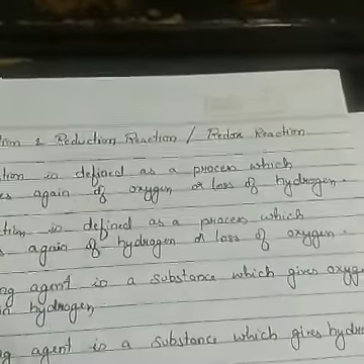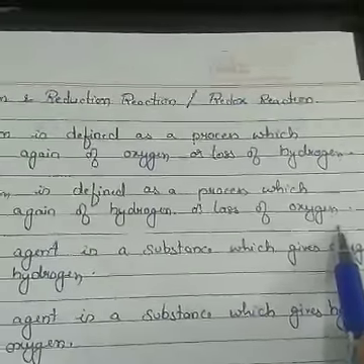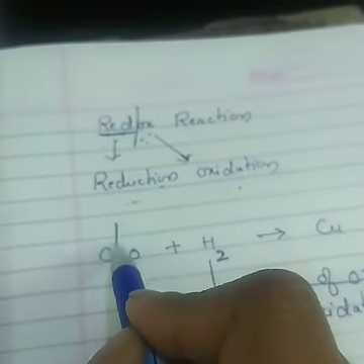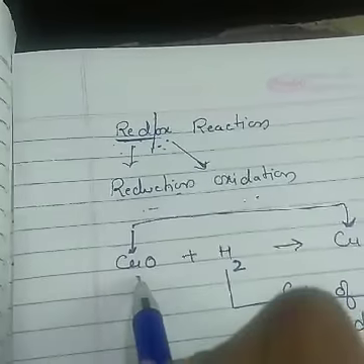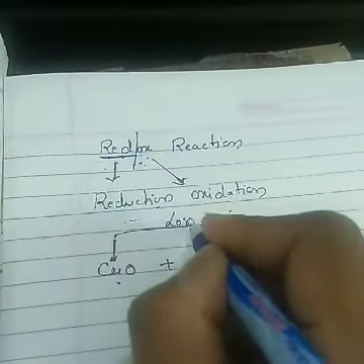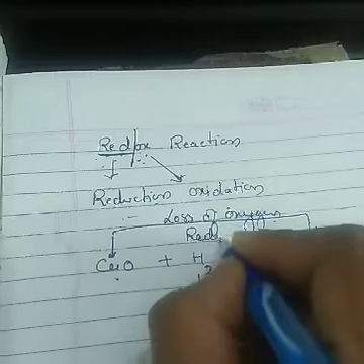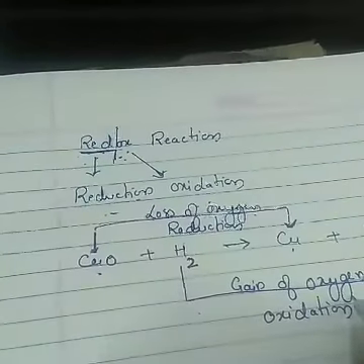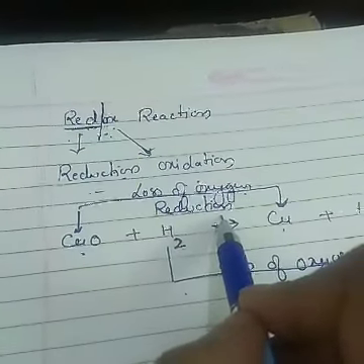Now moving on to reduction. Reduction is defined as a process which involves gain of hydrogen or loss of oxygen. Now see, in this reaction the copper oxide has been changed into copper. What has happened? The oxygen which was present in the copper oxide has been lost. That loss of oxygen is called reduction. If gain of oxygen is taking place, oxidation has taken place. If loss of oxygen is taking place, reduction has taken place.